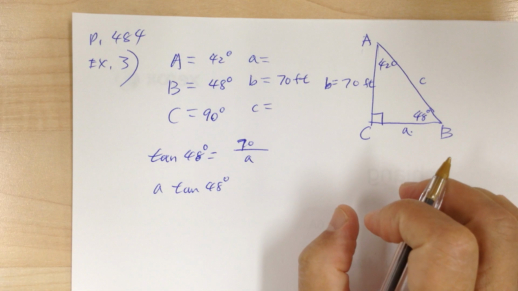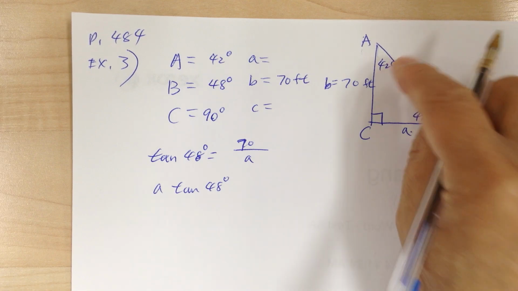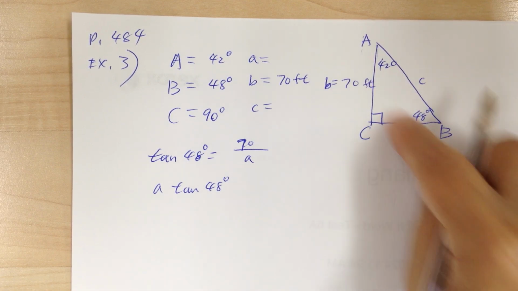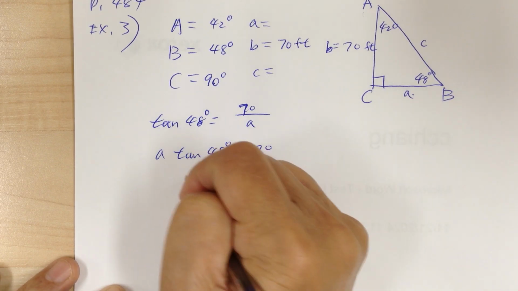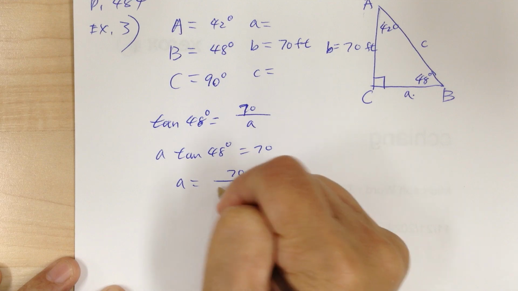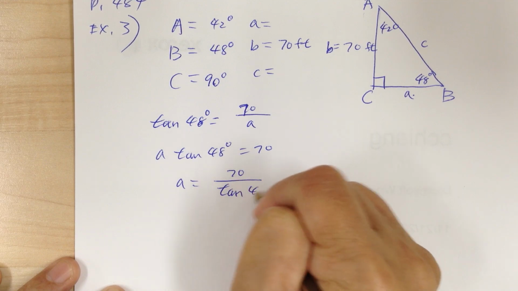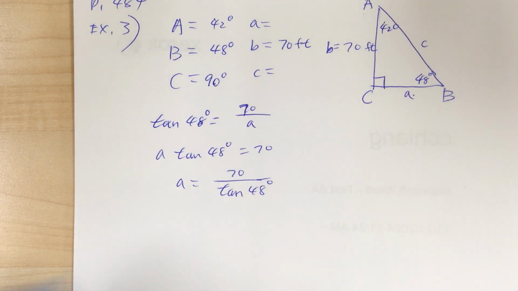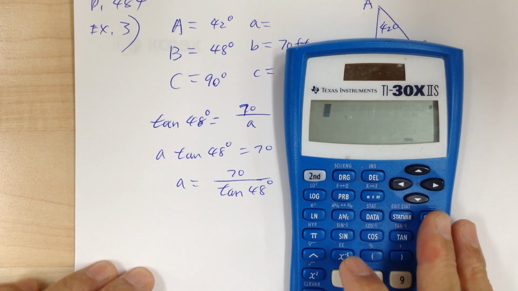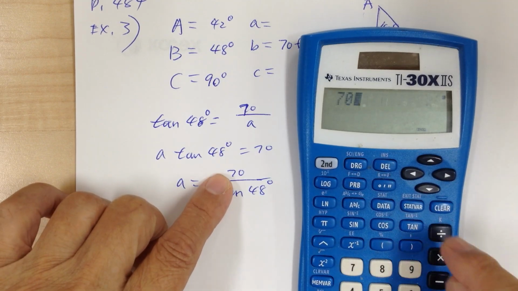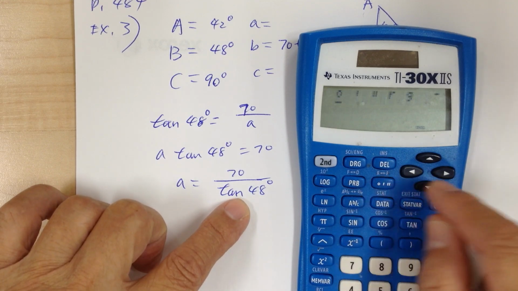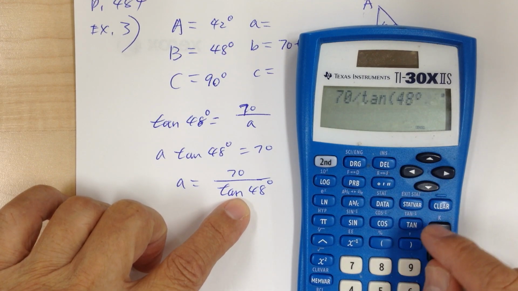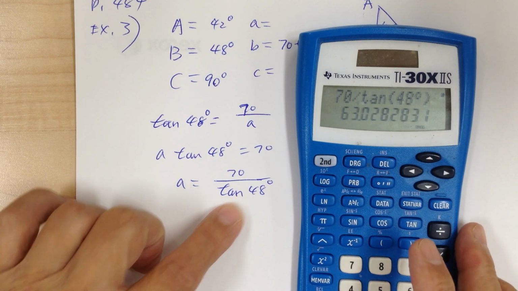There are many ways you can solve these. You don't have to use 48. You can use 42. In this case, it would actually be a bit easier. Then you divide. So a equal to 70 divided by tangent of 48 degrees. So get your calculator. 70 divided by tangent of 48 degrees, equal.